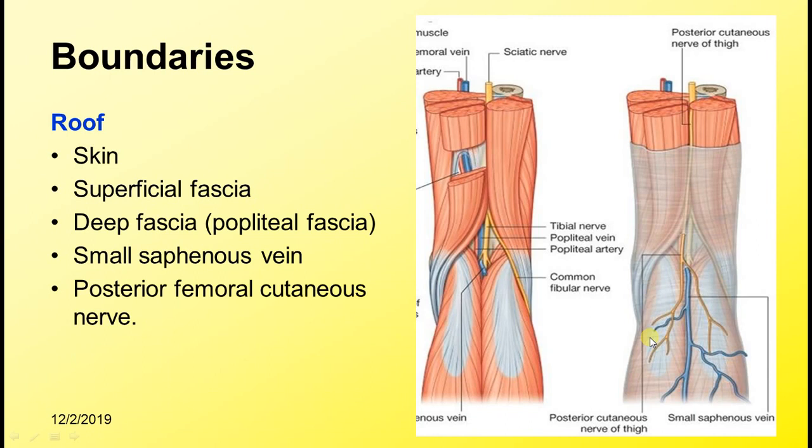Okay, so these two are the things: the small saphenous vein and the posterior femoral cutaneous nerve, or posterior cutaneous nerve of the thigh. So that forms the roof. You have the skin, superficial fascia. The deep fascia is actually the popliteal fascia, and the two structures which are piercing the deep fascia are the small saphenous vein and the posterior femoral cutaneous nerve.